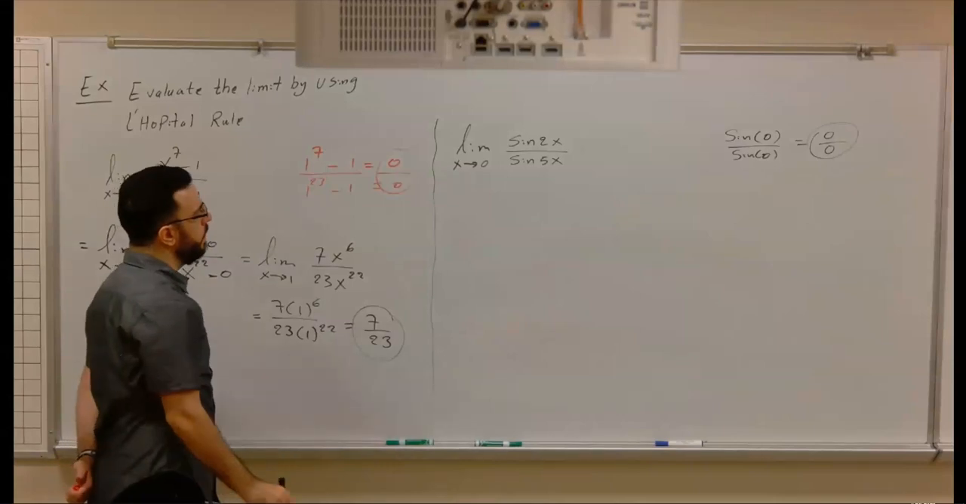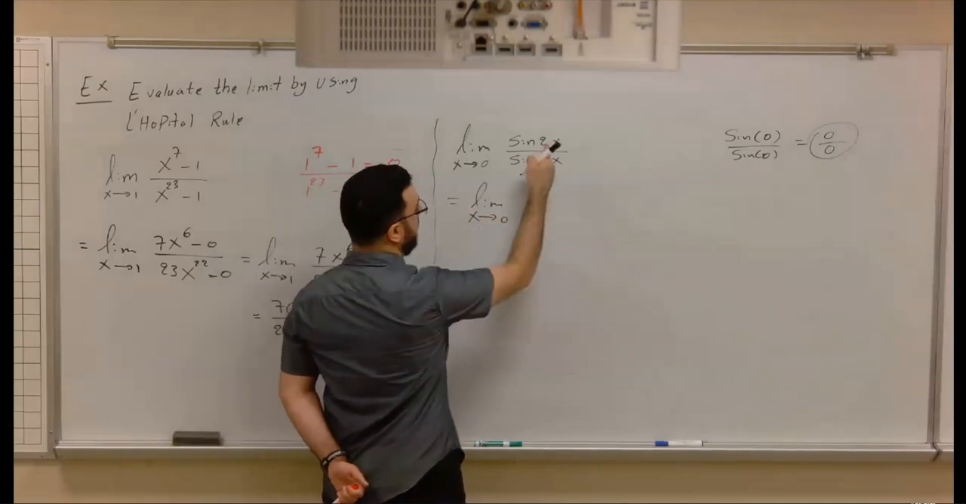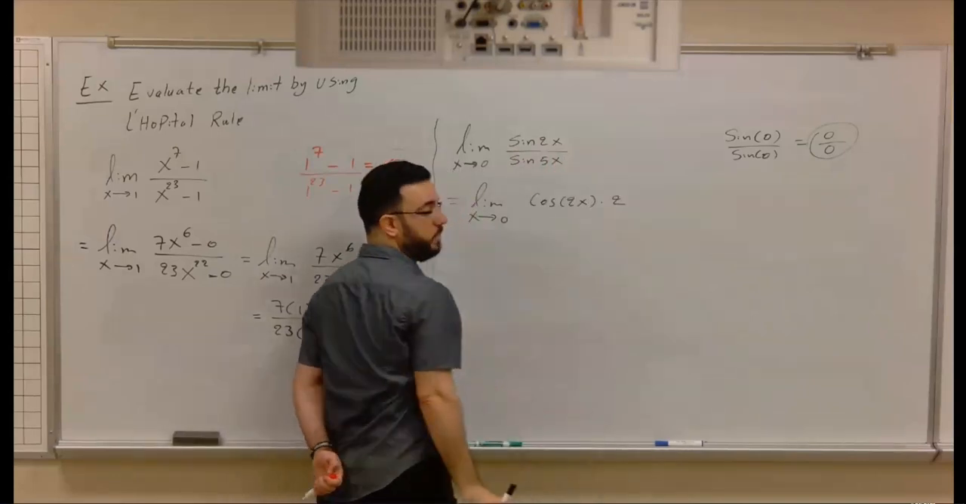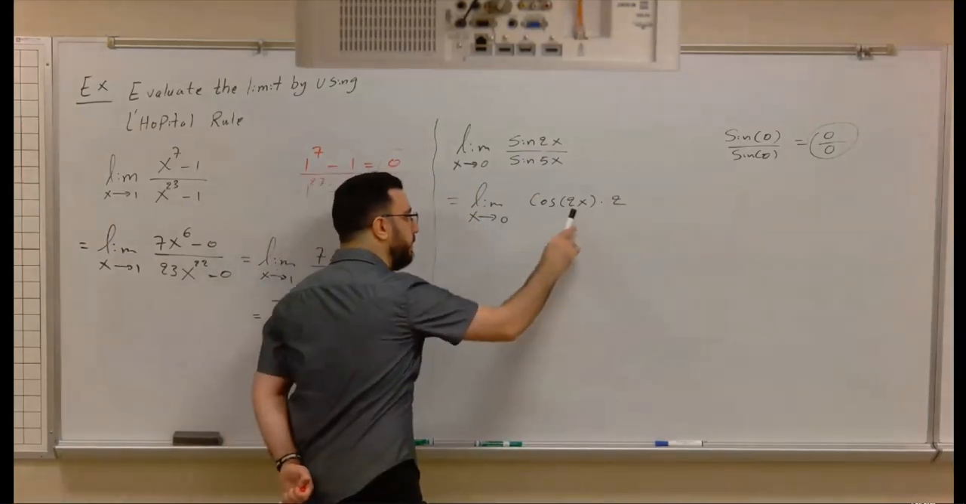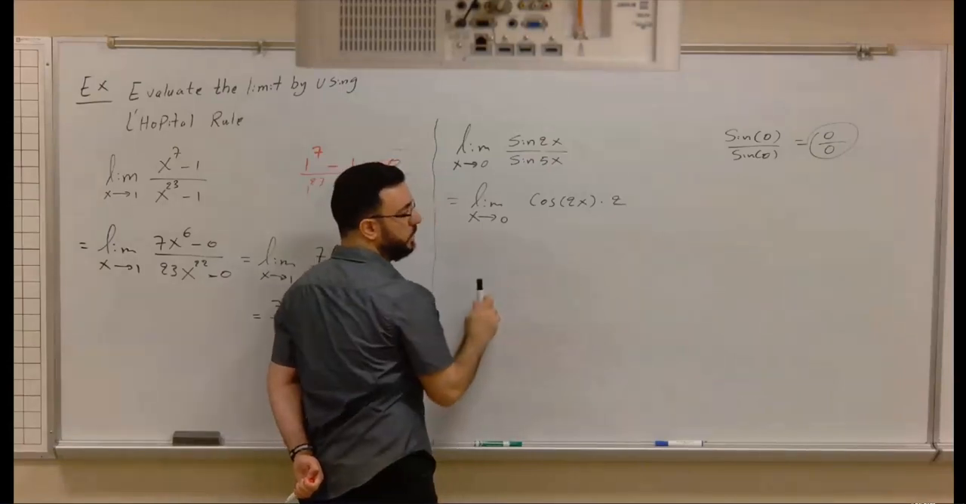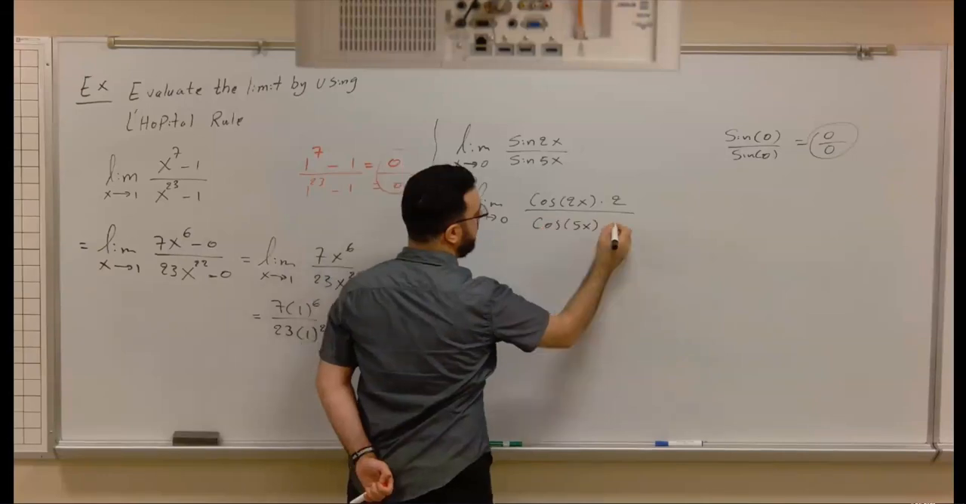That means this one is going to be equal to the limit when x approaches 0 of sine 2x. The derivative for sine 2x is going to be cosine 2x times the derivative of the angle, which is 2. For sine 5x, the derivative is going to be cosine 5x times the derivative of the inside, which is 5.